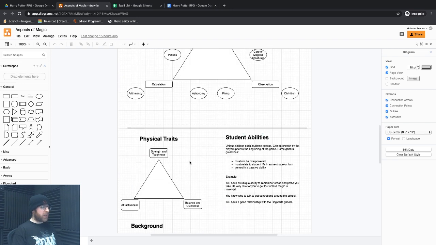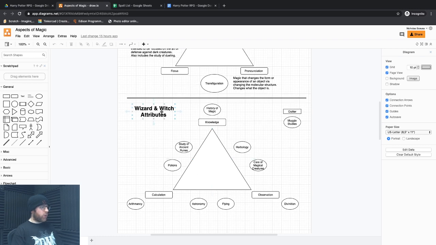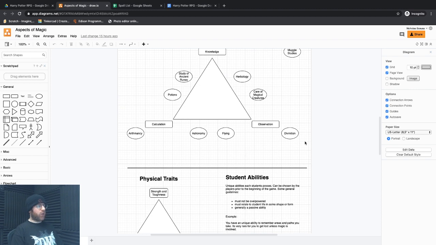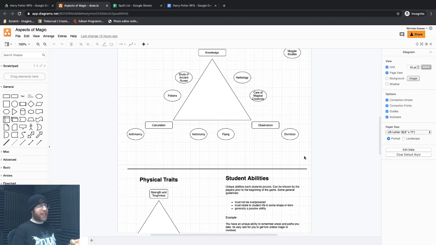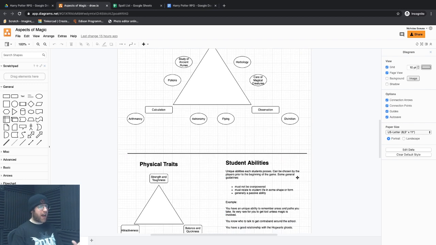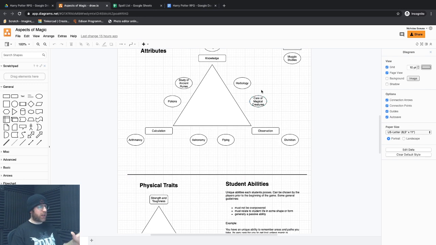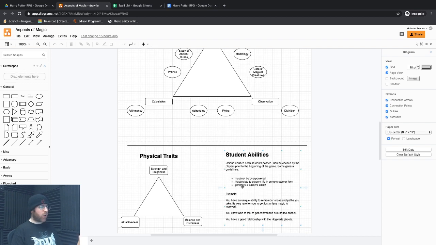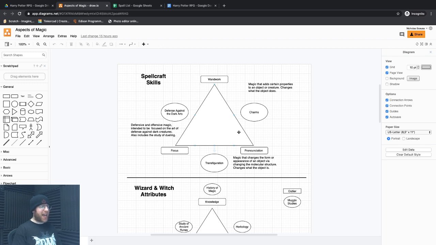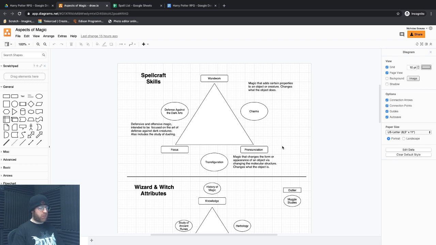So I have a mixture of physical traits, witch and wizard attributes, and then spellcraft skills. You've got 3 different triangle systems to handle these things. And I think this is good. I really like how this is set out. It makes sense in terms of where everything is placed. Overall, you really only have 3, 6, 9 primary stats. The problem is I need to figure out how to make that work with the Harry Potter system and not let users get bogged down.